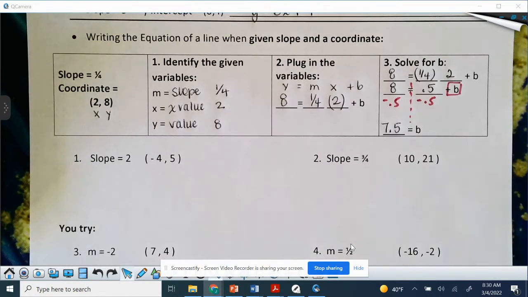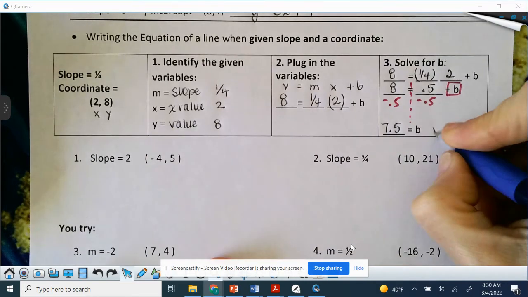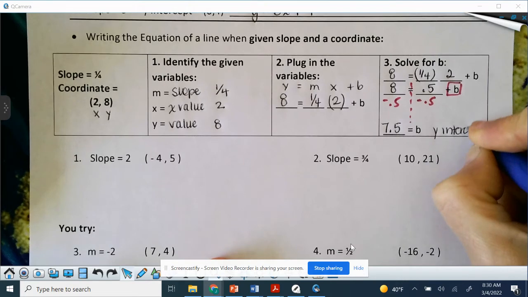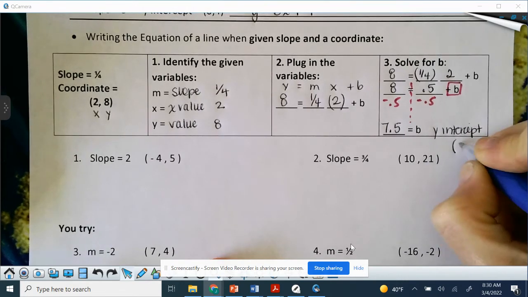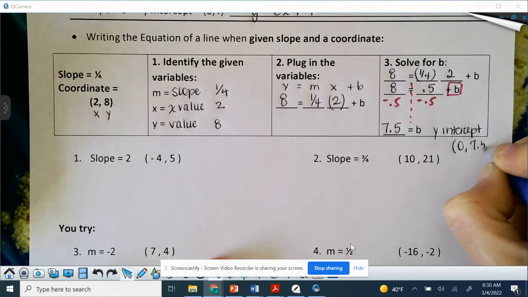But solving, so 1/4 again of 2 is 0.5. Move it away from the b because we need b by itself to find out what the y-intercept is. So b is our y-intercept, and our y-intercept is 7.5. And as a coordinate, that means x is 0, y is 7.5.